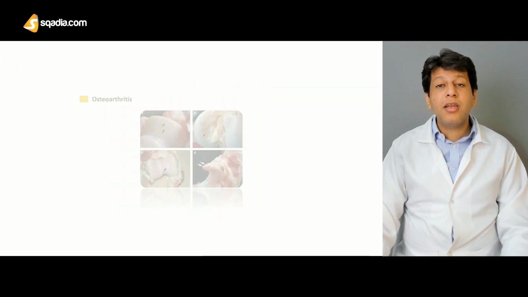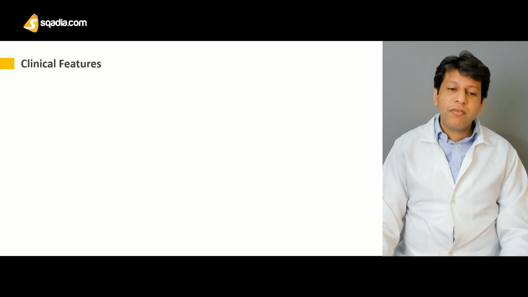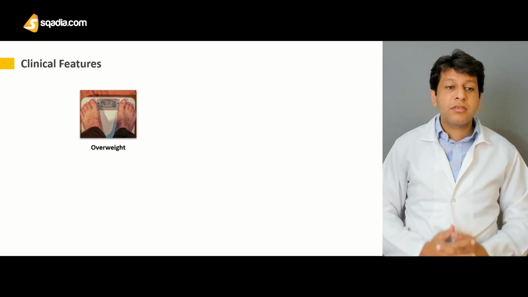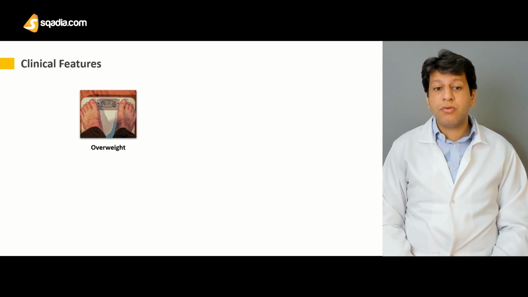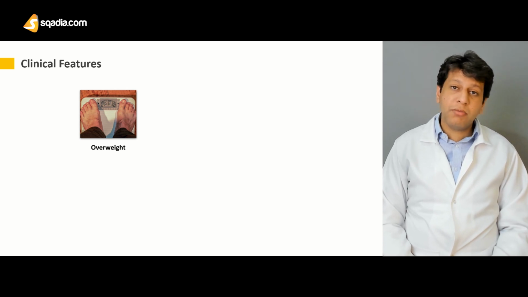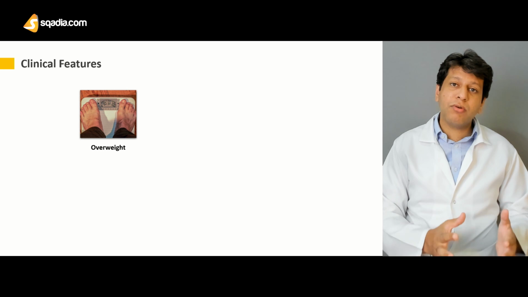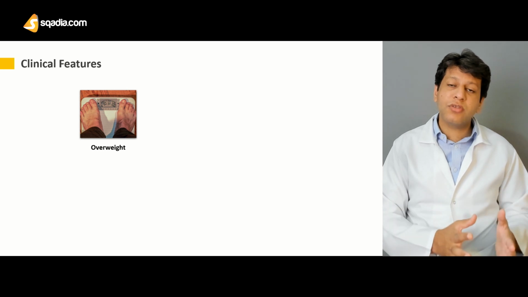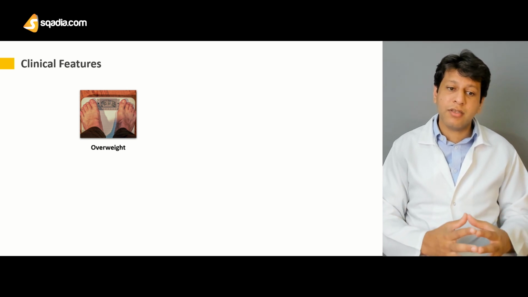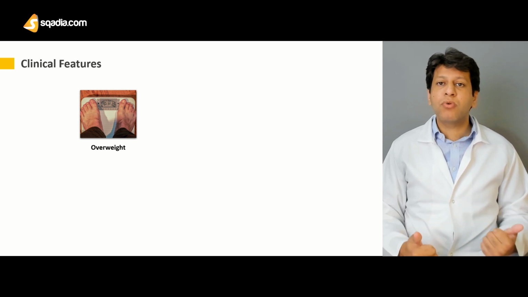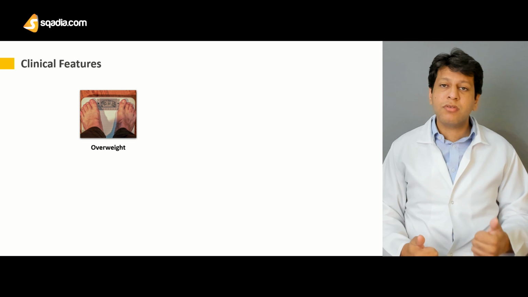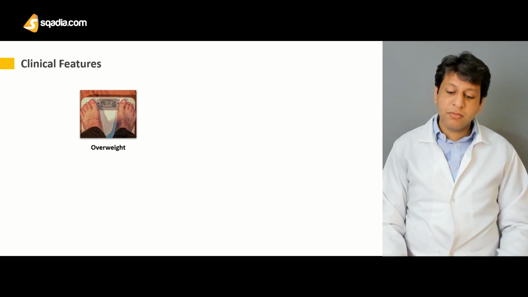Now coming to the clinical features. Clinical features of osteoarthritis: mostly when they come, the patients usually are overweight. Why? Because being overweight is a predisposing risk factor for development of osteoarthritis, and you usually see obese people developing problems faster and much more severe as compared to non-obese people.